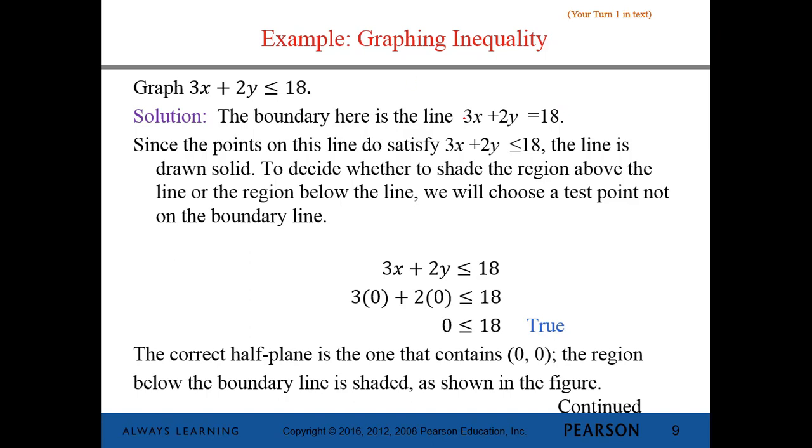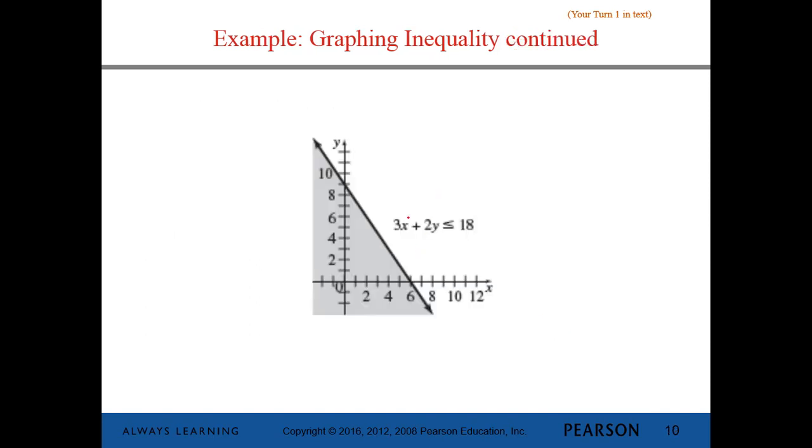Well, then this is where your test point comes in. You choose the origin, right? Because the origin is either going to be on one side or the other side for the most part. Here you get 0, 0, so you get 0 equals 18, which is false, right? Or excuse me, I'm sorry. I was looking at the equal sign. In this case, 0 is less than or equal to 18. So this is a true statement. So the origin lies in the region that contains all the solutions to the inequality. That tells you which region to shade. And so now this is the region.